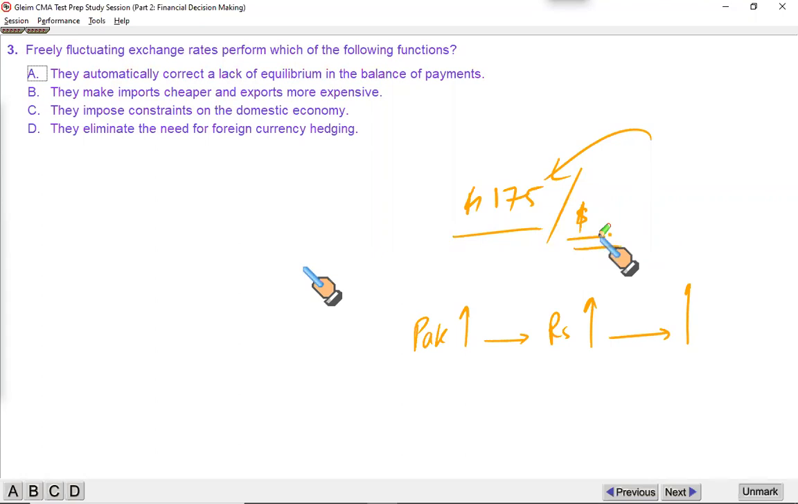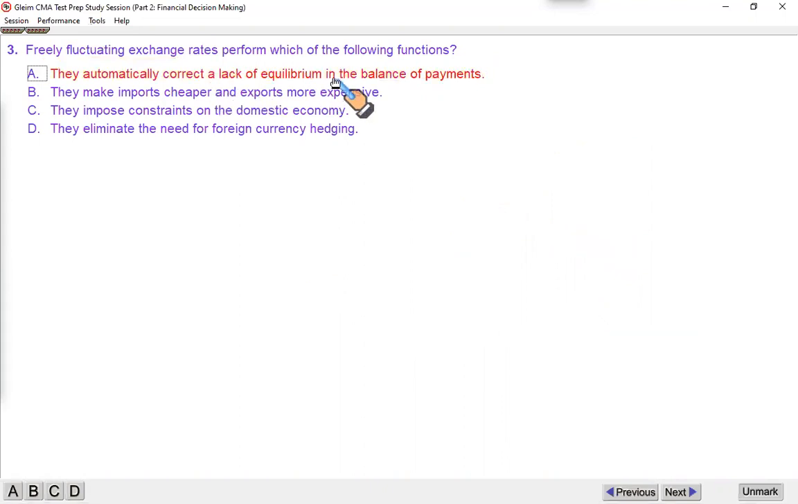It nullifies itself. Since we don't have a free floating exchange rate, we have to make some intervention by the State Bank and by the IMF. So remember, in a freely fluctuating exchange rate, balance of payment deficit and surplus are corrected automatically by the exchange rate movement. We don't have to intervene. We don't have to do anything.